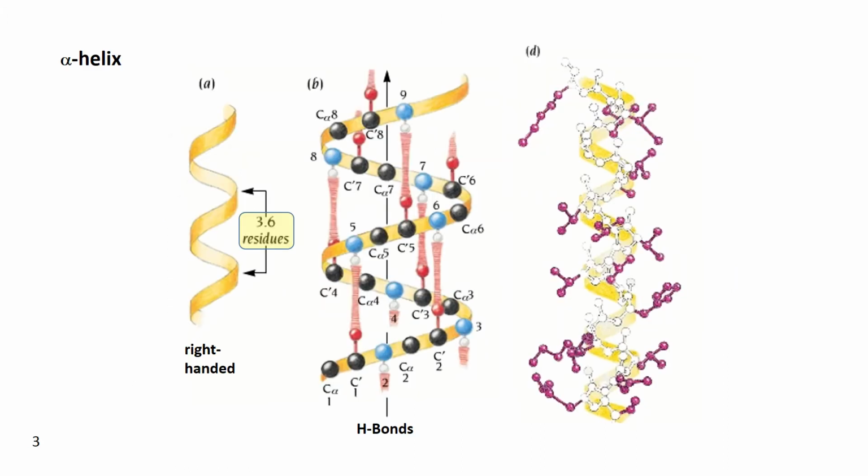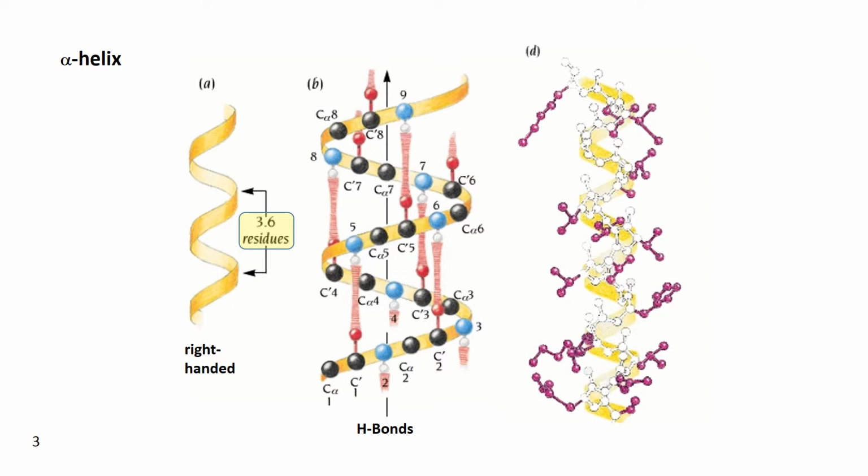The first type of these secondary structures is an alpha helix. I want to look at each of the images on this slide, starting with the one on the left. This indicates that an alpha helix is in fact a helical structure, and like DNA helices, alpha helices within polypeptides are right-handed. So we have right-handed alpha helices.